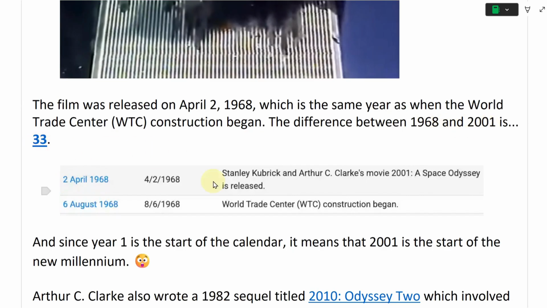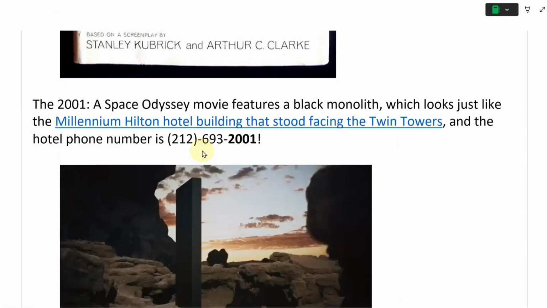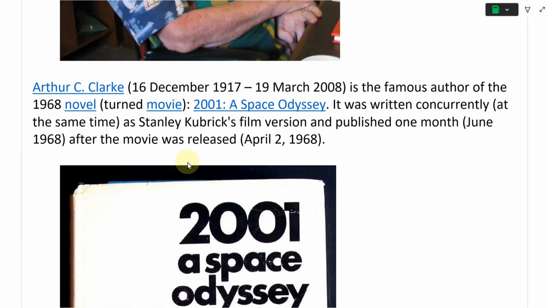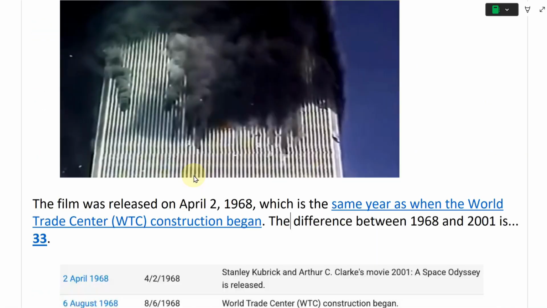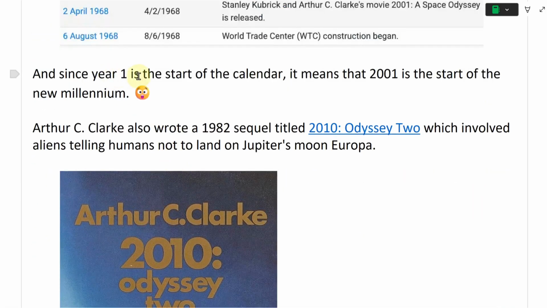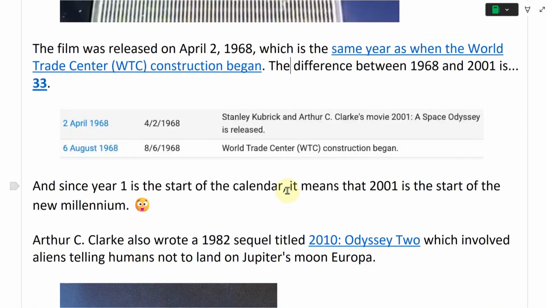So, April 2nd, 1968, Stanley Kubrick and Arthur C. Clarke's movie Space Odyssey is released. And then on August 6, 1968, World Trade Center construction began. Here I put a link to that article as well. This is all inside this one article I wrote on the Hive blockchain, so you can go and see it. But going further, since year 1 is the start of the calendar, and you don't start at year 0, it means that 2001 is the start of the new millennium, basically the third millennium.